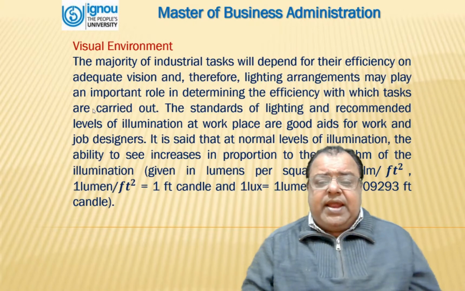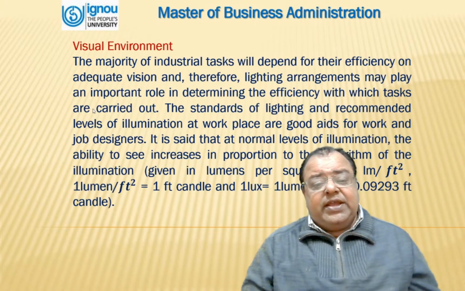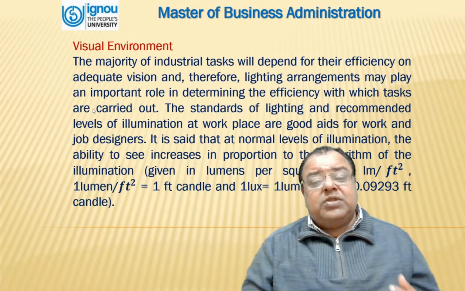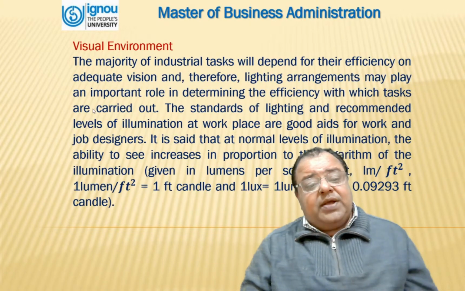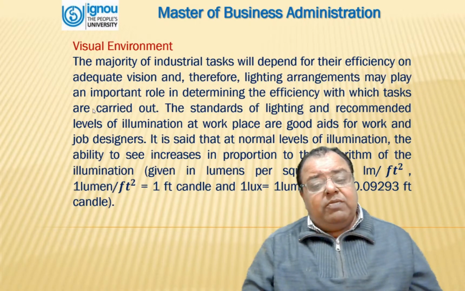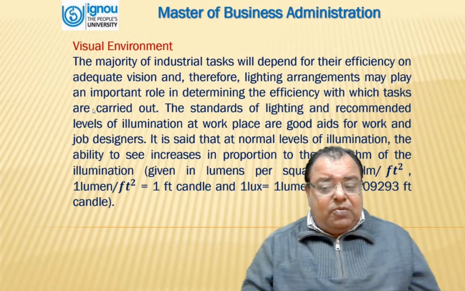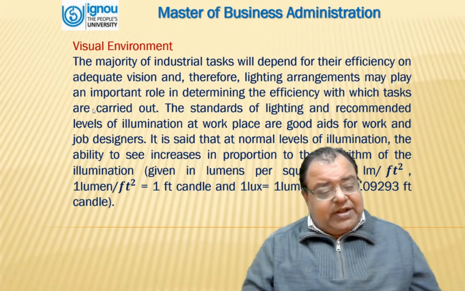It is said that at normal level of illumination, the ability to see increases in proportion to the logarithm of the illumination. Illumination is basically given in terms of lumens per square foot, that is lm per ft square, or 1 lumen per foot square, which is 1 foot candle, or lux, that is 1 lumen per meter square, which is equal to 0.0923 foot candle.